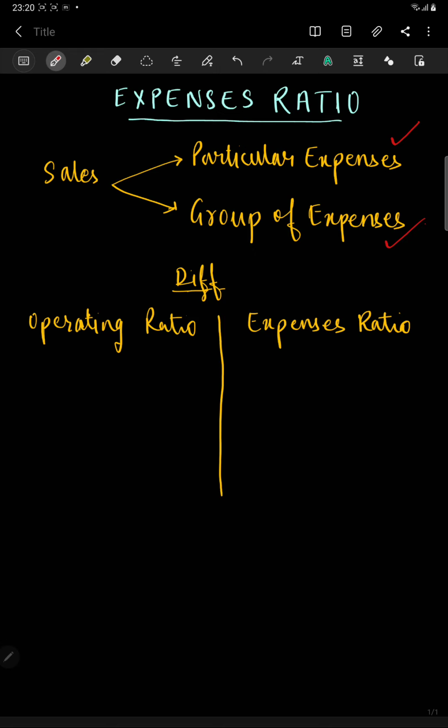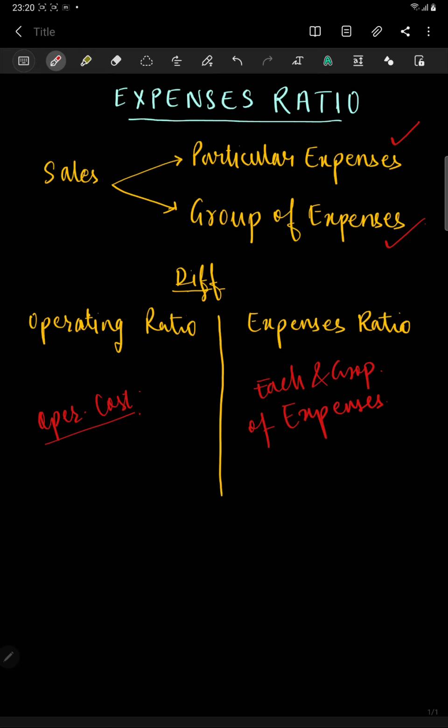Now you will ask me what is the difference between operating ratio and expenses ratio. So if you have seen my earlier videos on MSME, then we have appreciated something on operating profit ratio. Now under operating ratio, only operating cost is taken into consideration while comparison. But under expenses ratio, we consider each and also group of expenses for comparison basis with sales.